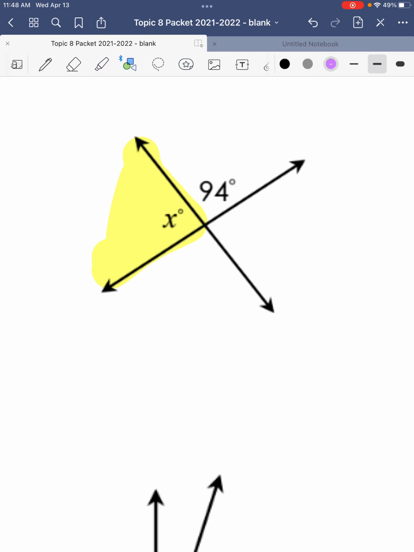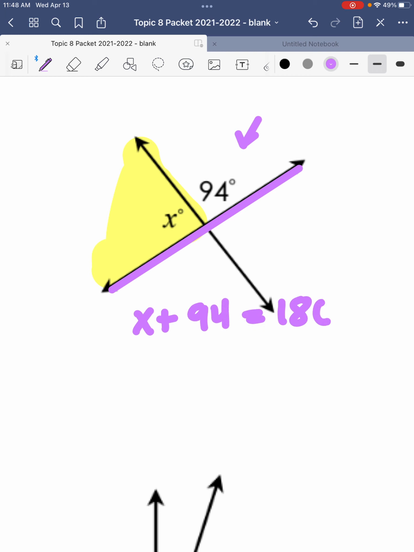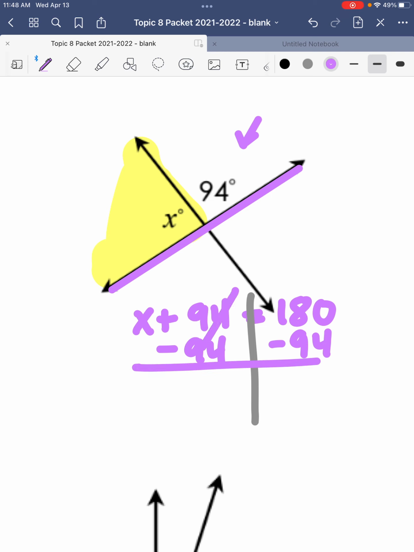And I see it's adjacent with this angle that's 94 degrees, right? So together they make a straight line, so I know they add up to 180 degrees. So x plus 94 equals 180. That's a simple one-step equation. To solve, I need to get x by itself, so I'm going to subtract 94 on both sides. So x equals 180 minus 94 is 86 degrees.